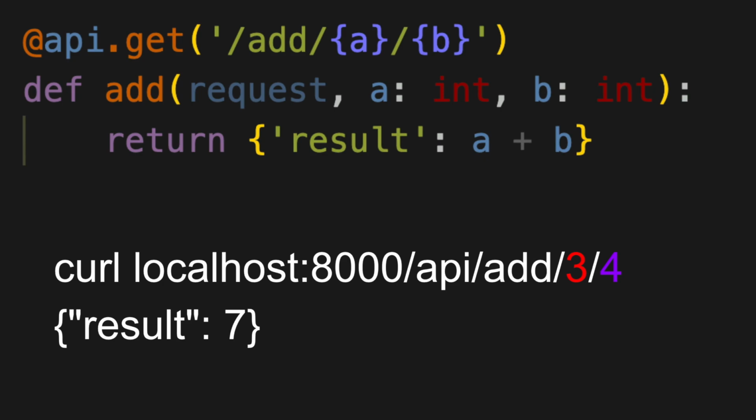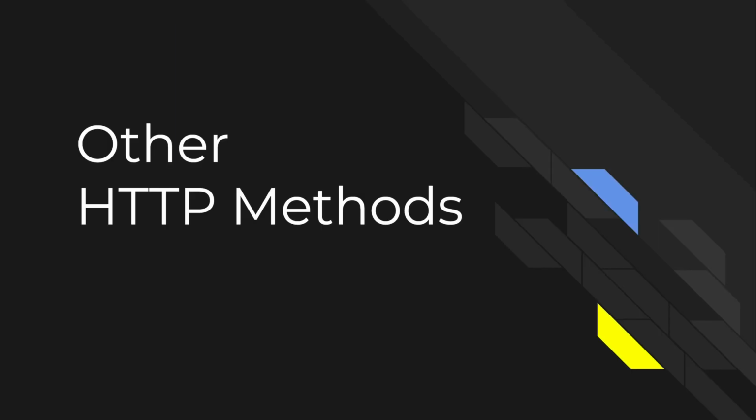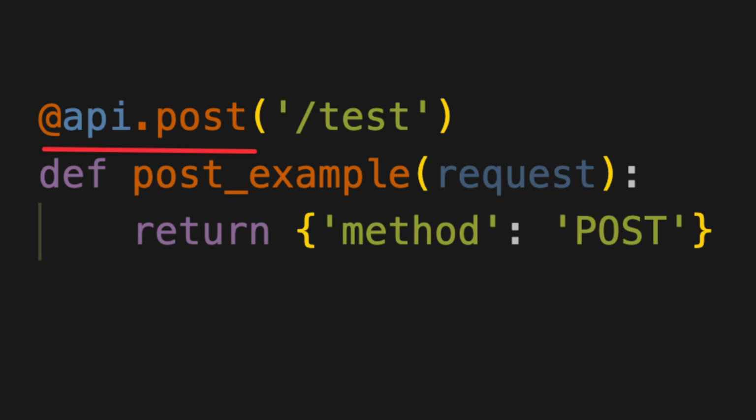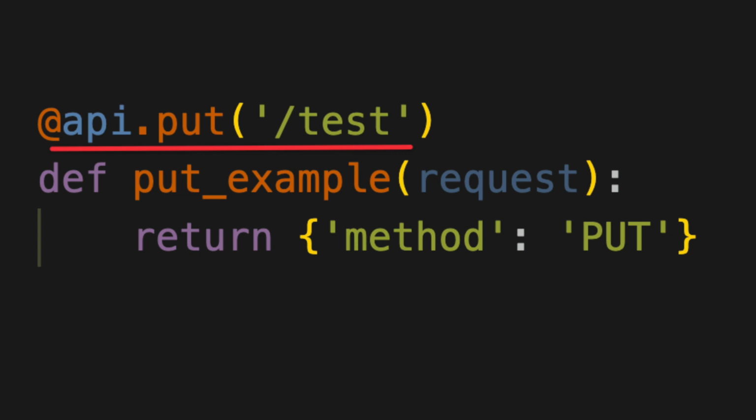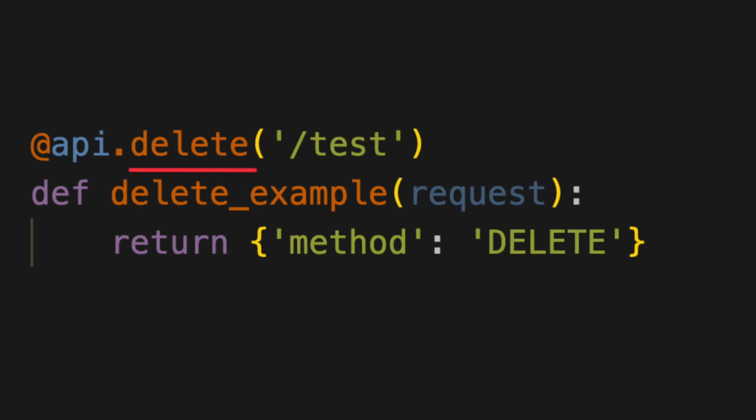What other methods can we use? It's actually pretty straightforward. To send a POST request, we use .api.post. To PUT, we write .put, delete, and so on. All popular HTTP methods are there, and you can even use your own or combinations of multiple methods to define your APIs.